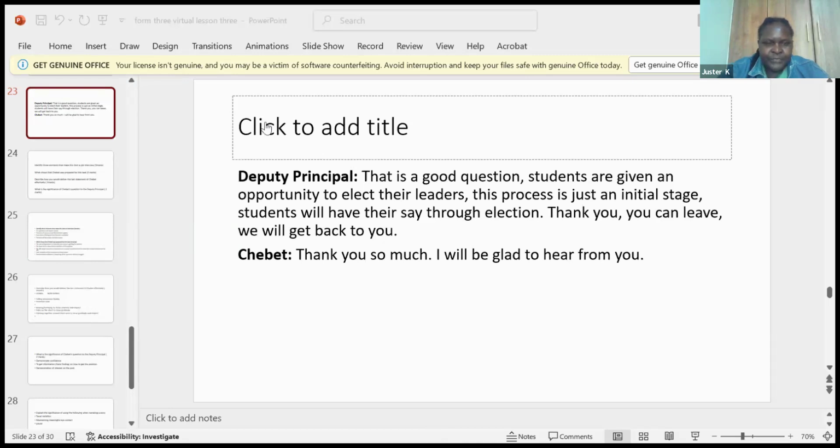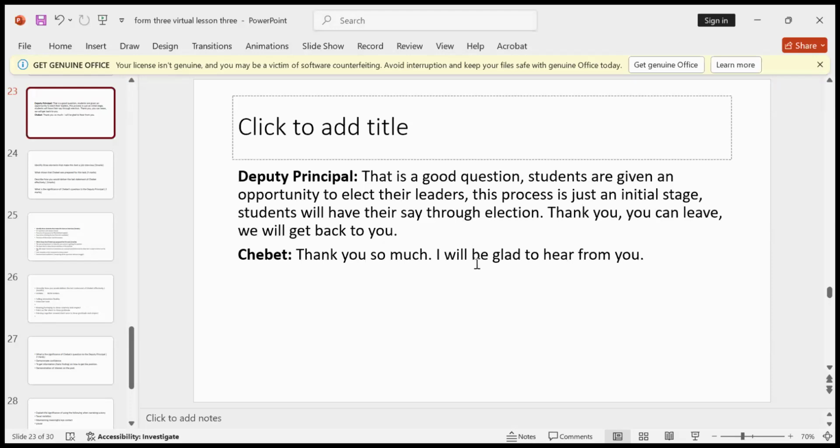Okay. Yes, Mwalimu. The statement itself is effective. Sorry? The statement that Chebet said, it is very effective. So we are asking, how would you deliver that statement effectively? Thank you so much. I'll be glad to hear from you. If you were Chebet, how would you say that statement effectively?